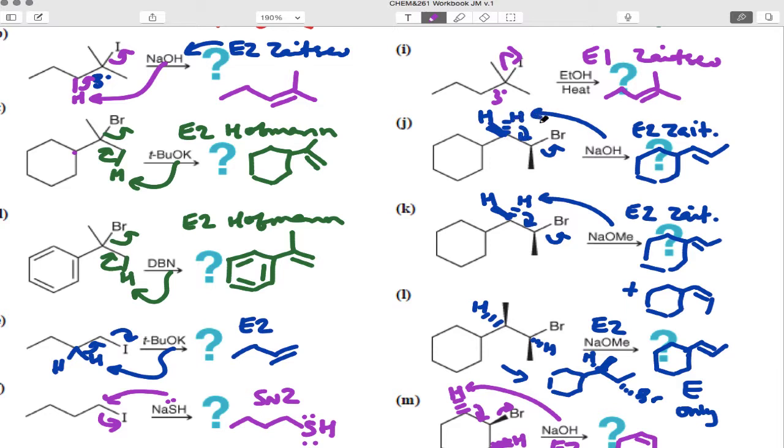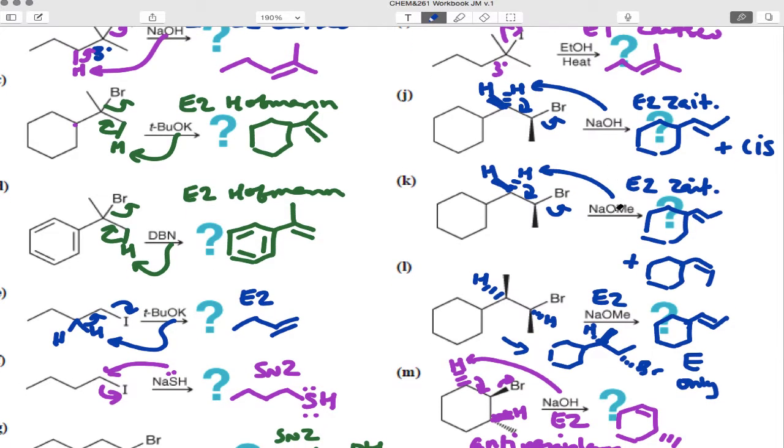And notice that this can rotate. So I'm going to get probably a combination of the cis and the trans. The trans is going to be a little more stable. So I'll put just a little bit of cis as well, but my major is going to be trans because it's more stable. Same with methoxide. It's going to be basically just like with hydroxide. So I'm going to get a little bit of cis as well here.